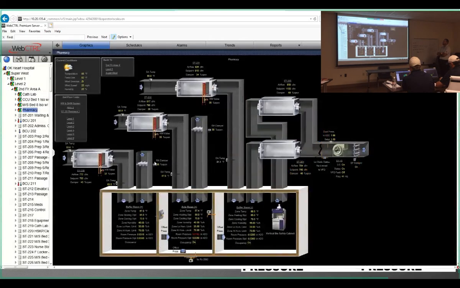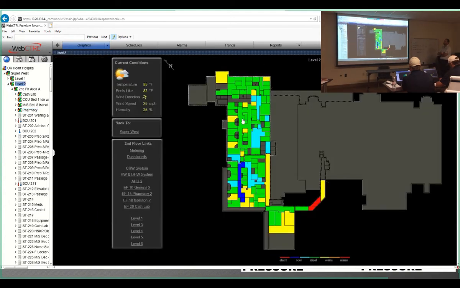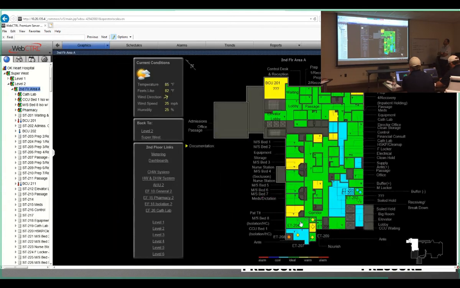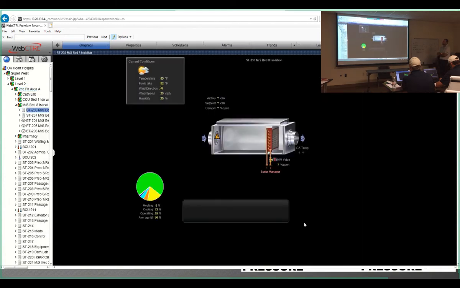So let's go hit one of these isolation rooms and do that. Go here, and this is the one that I was trying to. Jump up one over.